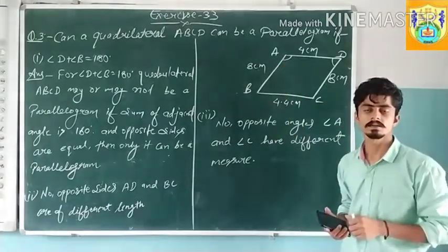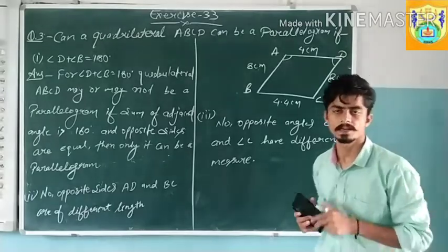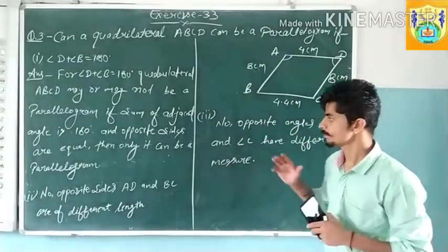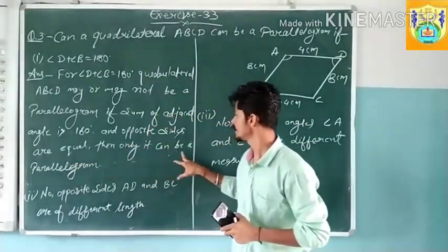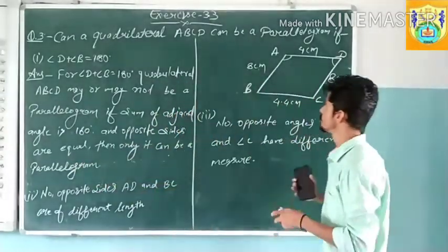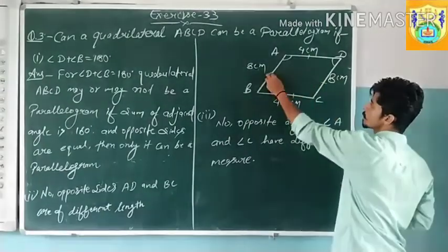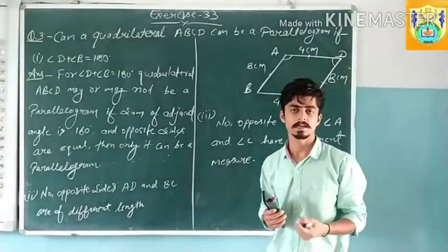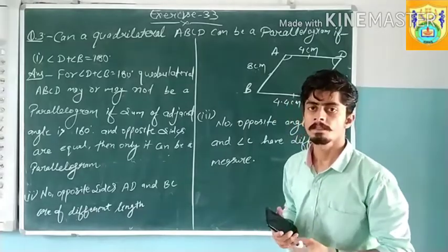These are the adjacent angles. If the sum of these two angles is 180 degrees, then this quadrilateral can be a parallelogram, and if the opposite sides are equal, then only it can be a parallelogram. That means this side will be equal to that side and this side will be equal to that side. If the opposite sides of a quadrilateral are equal, then only it can be a parallelogram.